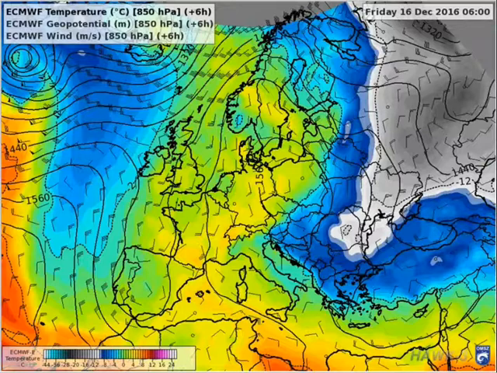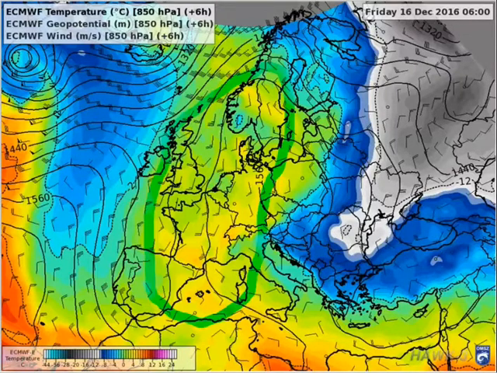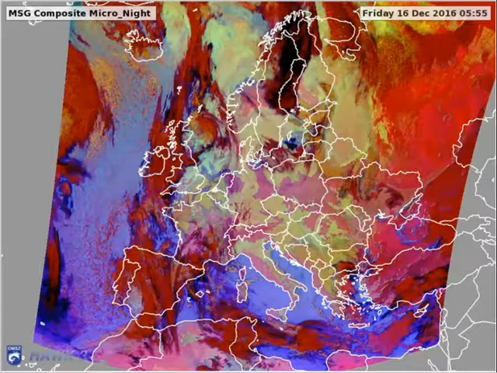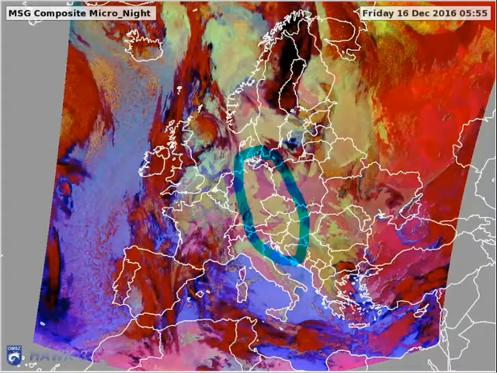At 850 hectopascal, there are some warmer temperatures on the western flank of the ridge, the anticyclone. There is cold advection from the east, so it could be the reason for the clearing of the stratus clouds. On the night microphysical image, we also can see the low clouds, but because the sun is rising, we cannot see much on the east.